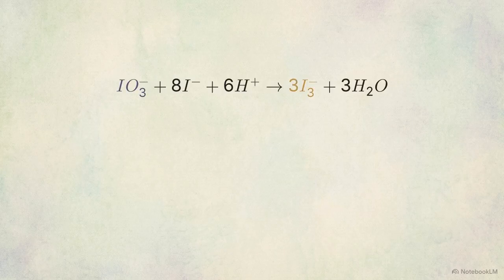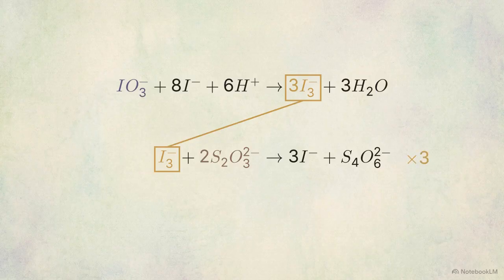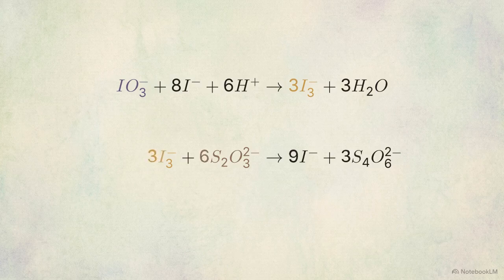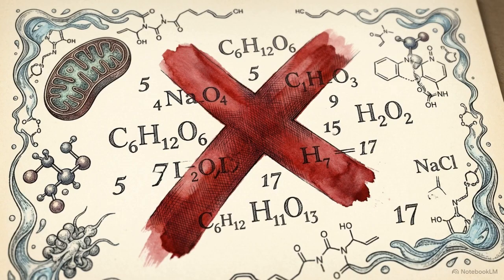Iodate reacts with iodide to generate triiodide anions. In the second sequential step, those newly formed triiodide ions are reduced by the thiosulfate. The algebraic link between these two reactions is the intermediate triiodide. To algebraically consume all 3 triiodide ions generated in the first step, we must multiply the entire second equation by 3. Only after scaling the intermediate triiodide does the actual stoichiometric ratio emerge. 1 mole of iodate requires exactly 6 moles of thiosulfate. Failing to decouple and appropriately scale these half reactions results in a mathematically flawed calculation, rendering the laboratory data useless.